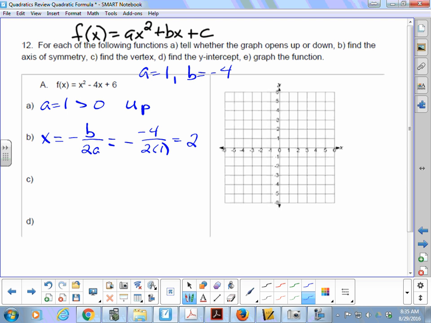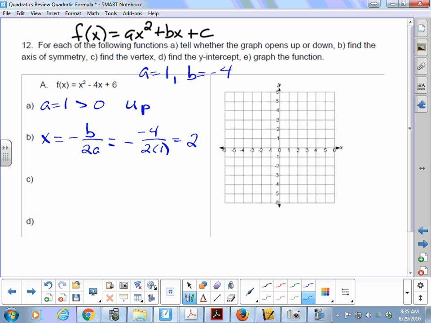So how do I find the vertex then? What do we need to do to find the vertex? Well, when we found the axis of symmetry, we actually found what letter for the vertex? We found x, which is h. So how do I find k, the y value of the vertex, once I know the x value of the vertex? Plug it in, that's right.